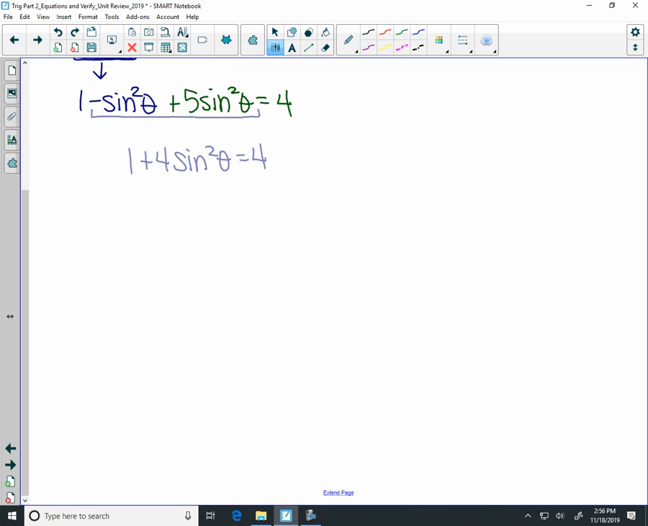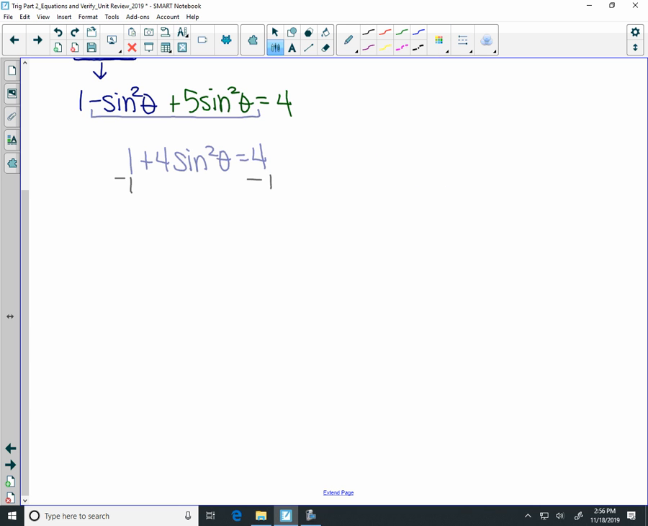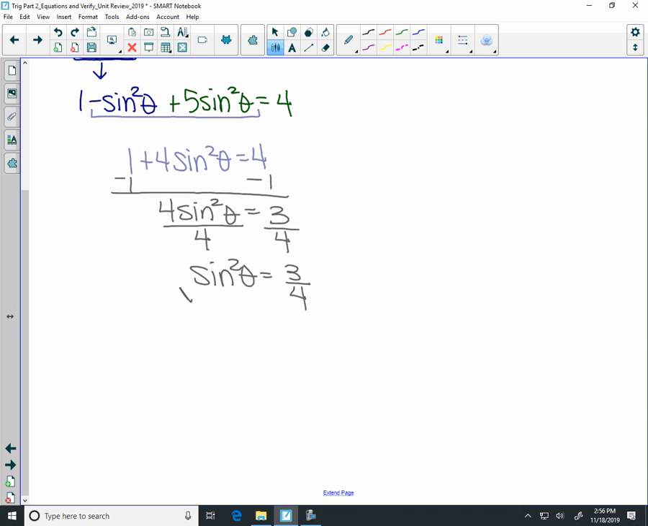And now I'm going to solve. Now we just solve. I'm going to subtract 1 from both sides. Divide by 4. I have sine squared. I want a single sine, so I've got to take the square root.